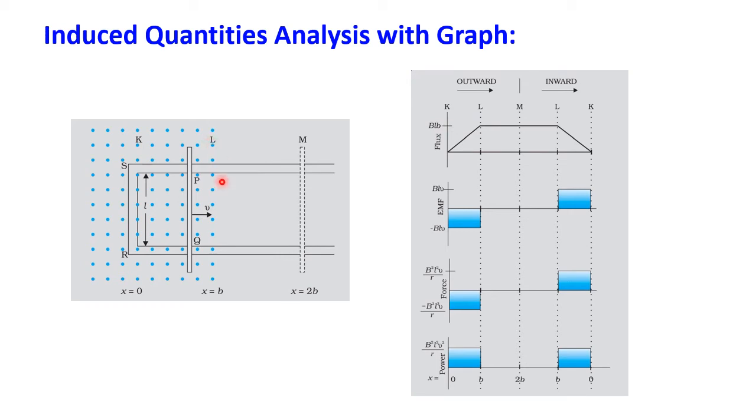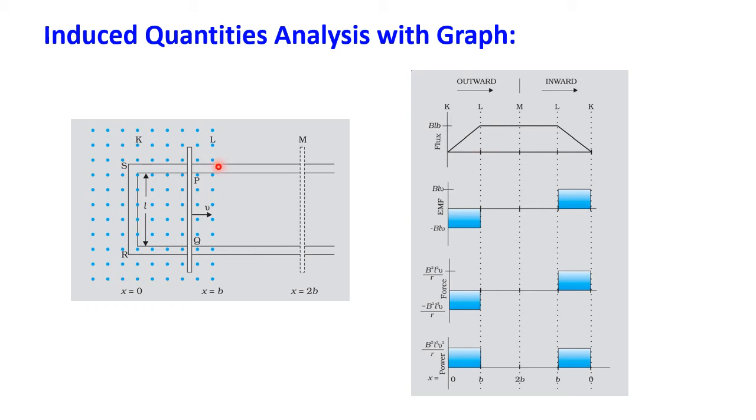Whenever it reaches L, further, even though the rod is moving, crossing b and going towards 2b, there is no increase in magnetic flux. Why? Because the magnetic field is there only up to here. As the rod moves within the magnetic field there is an increase in flux, but if it crosses the position x equals b, further there is no increase in flux. That is why it follows a straight line. From L to M, there is no increase in magnetic flux. In the return journey, again from M to L, there is no change in magnetic flux.